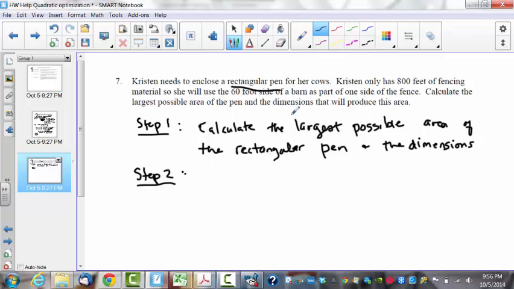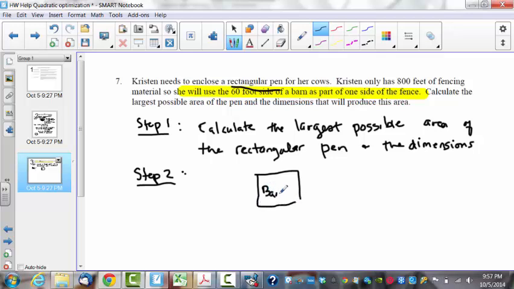Even though these problems are real similar, the difference is that she will use the 60-foot side of a barn as part of one side of the fence. I want to highlight that. Okay, so this is going to look like this picture here.